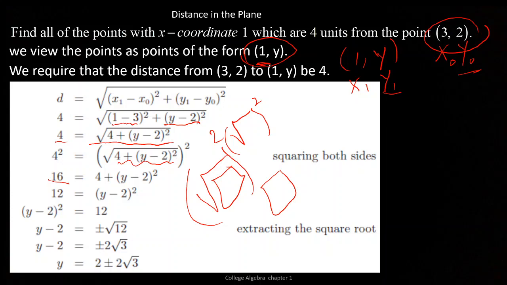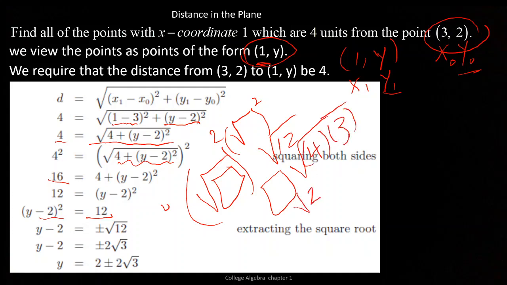You can write it this way if you're more familiar with having the variable on the left. That's fine. But that's what that is. So y minus 2 squared equals 12. So now we take a square root of both sides, and we have y minus 2 equals plus and minus the square root of 12. And we add 2 to both sides. Of course, again, the square root of 12 is the square root of 4 times 3, which is the square root of 4 times the square root of 3. But the square root of 4 is 2, so that's 2 square root of 3. So that's 2 square root of 3, and then plus and minus, so we add 2 to both sides and we get that.